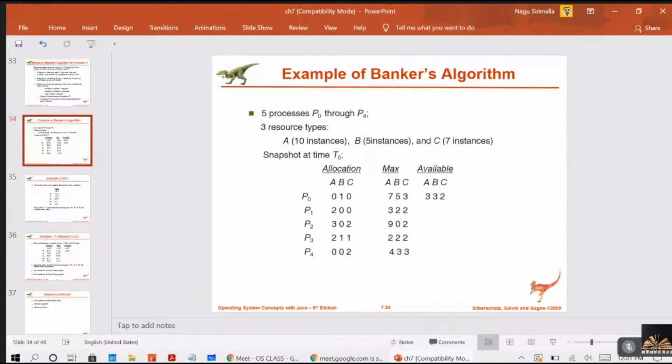Are you getting me? If you take resource type B, total 5 are there, but we allocated 1 to process P0 and 1 to process P3. So available is 3. If you take C, allocated to P2, P3 and P4: 2 plus 1 plus 2, 5. Available is 2. You know the formula, right? Available is equal to the total number of resources minus the sum of resources allocated to all the processes P0 to P4.